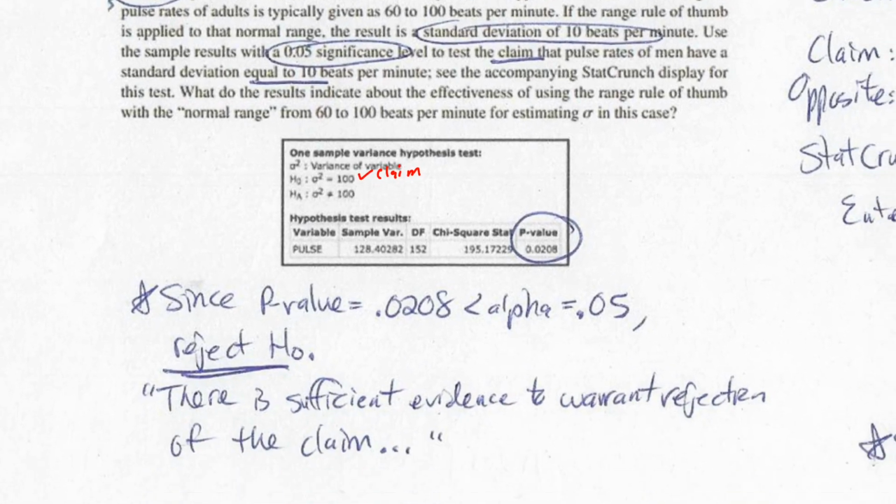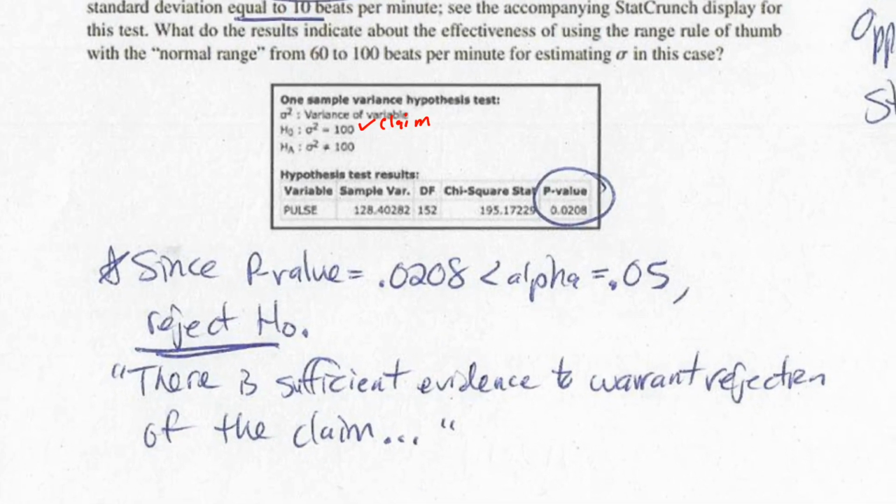Put this all in StatCrunch. Actually, it did it for us already, which is awesome. Now we just look at the p-value, which is 0.0208, which is smaller than 0.05. So we reject the null hypothesis, which in this case is the claim. Okay, so that means we're going to say there is sufficient evidence to warrant a rejection of the claim.